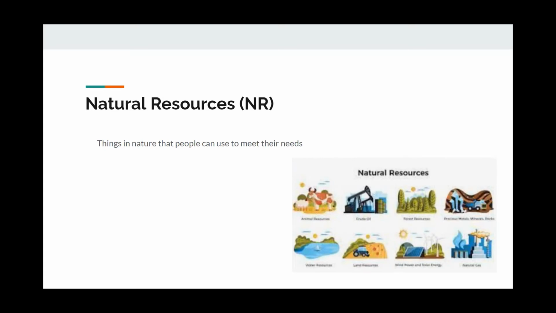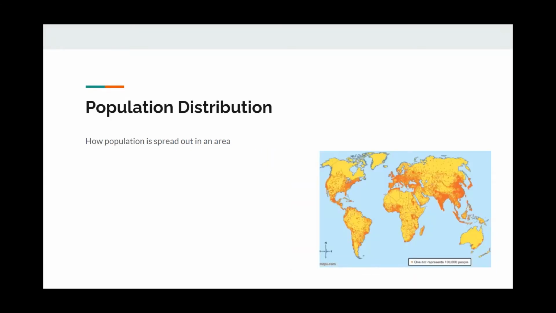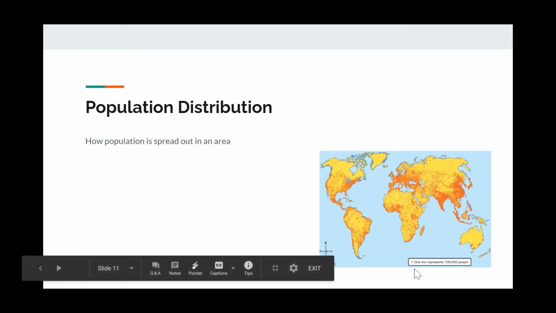Natural resources or NR are things in nature that people can use to meet their needs. Population distribution is how population is spread out in an area. So over here in the picture, it says one dot represents 100,000 people. So that's basically a lot of people. So this is an example of population distribution.